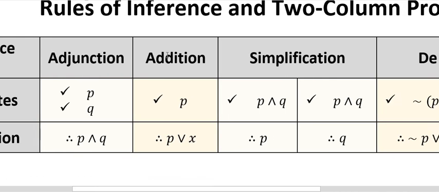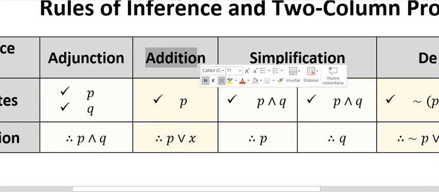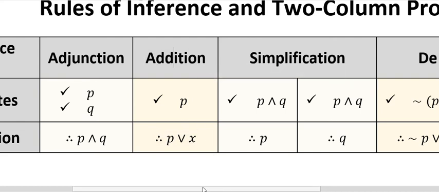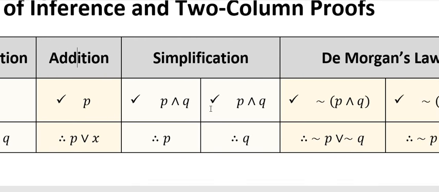Now the addition. For the addition, you just need to have something. If you have something, you can put an or, and you can put whatever you want. Okay, it could be letter X, letter P, letter N, whatever. You can put or, and you can put anything that wasn't in the original exercise. You can put whatever you want. That's what we call the addition rule. Okay, that's what the addition rule tells us.